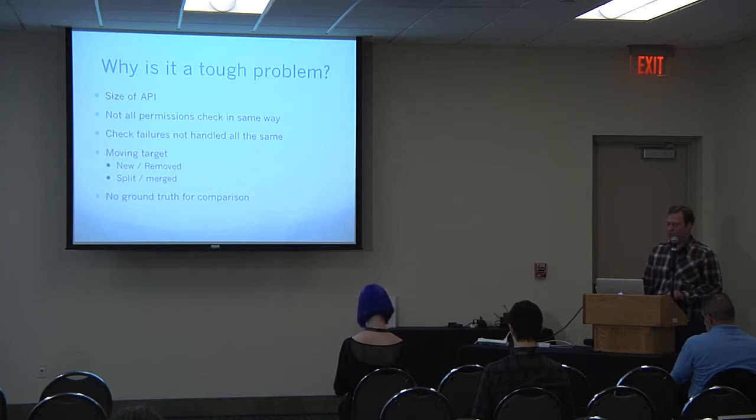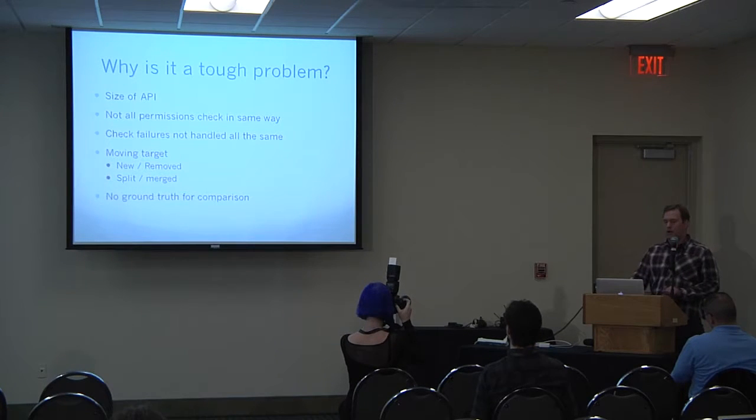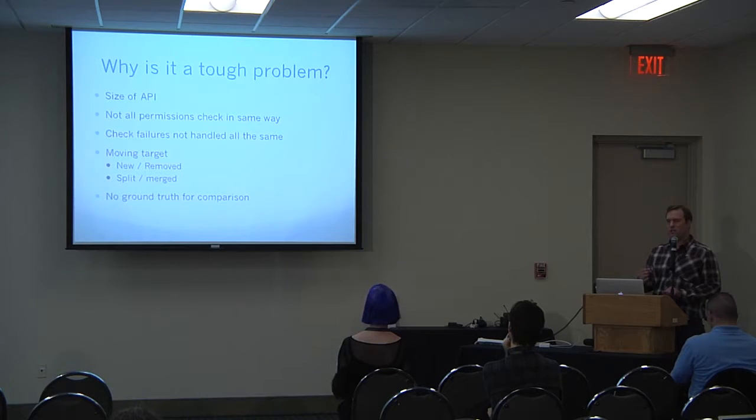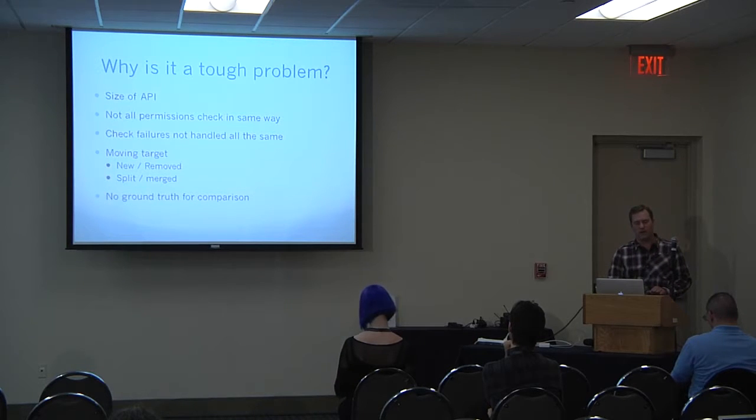So why is it a tough problem? Well, the sheer size of the API. This is huge. And not all permissions are checked in the same manner. Yes, there were the API methods that I presented earlier, but there are other ways that permissions could be checked. And so we have to worry about those when trying to generate this map.